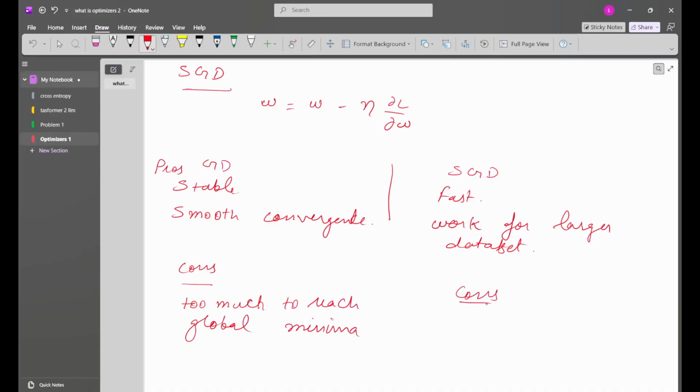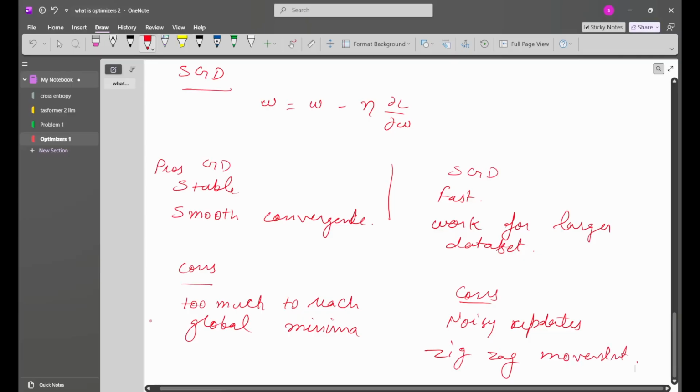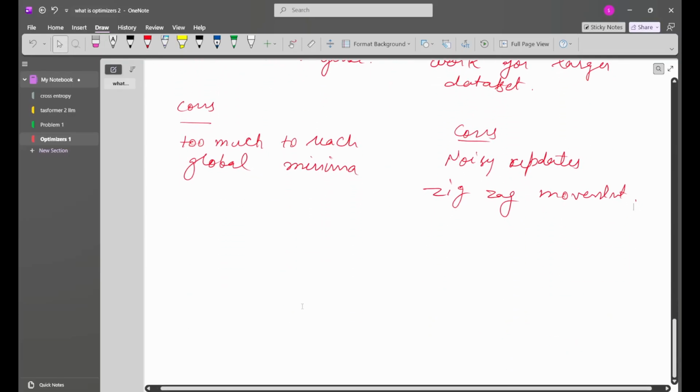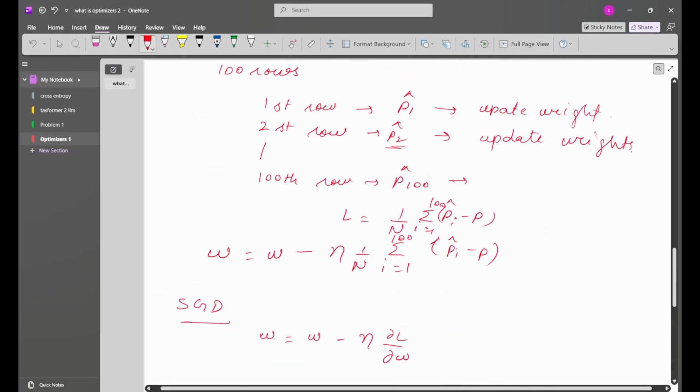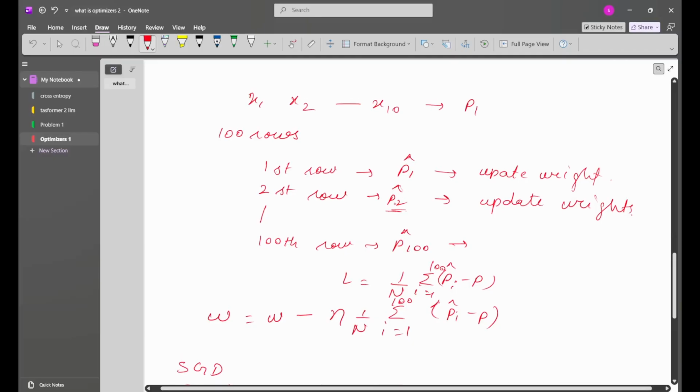And the cons of SGD is noisy updates, zigzag movement. Let's understand why SGD is better than gradient descent, but why noisy updates? See, every time it predicts prices and updates weights, how is it updating weights?